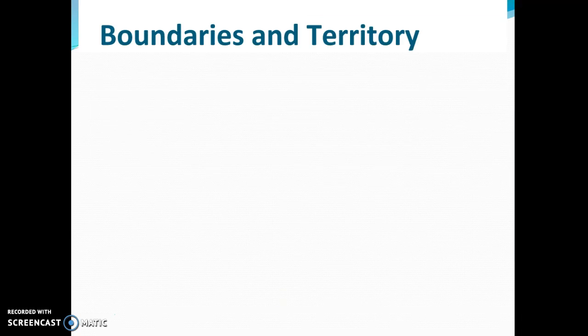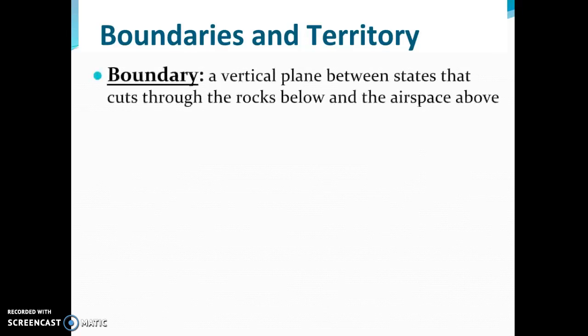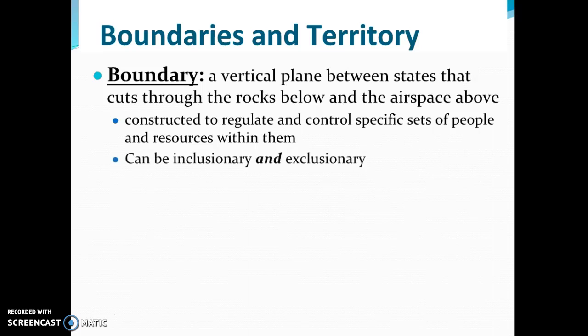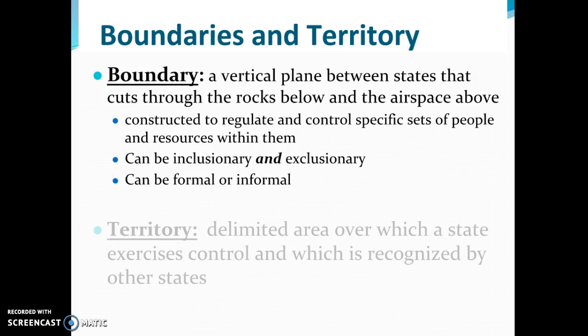When we talk about boundaries, keep in mind that boundaries are a vertical plane, typically an invisible vertical plane between states. They cut through the rocks below and all the way through airspace above. They are created to regulate and control groups of people and also the resources within them. They can be inclusionary and exclusionary, so the purposes could be to include or enclose people, or it could be to actually keep people out. It can also be formal or informal. Formal would be de jure spaces, those would be by law. Informal would be not by law.